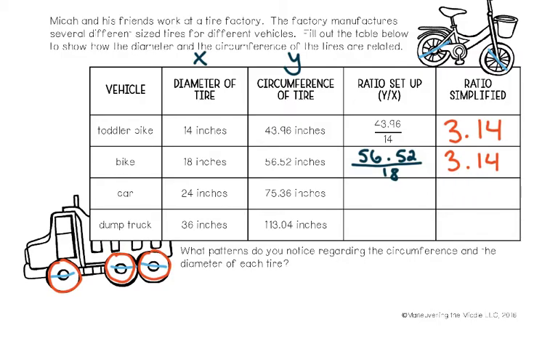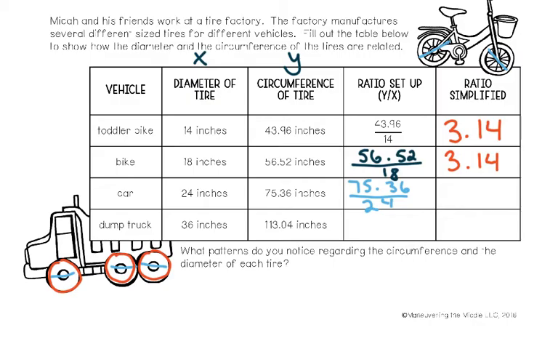Now, these are two different size bikes. These are two different size circles. They have a different diameter and a different circumference. But when I took the circumference divided by the diameter, I got the same number. Let's look at it again with a car. There's a car that has a diameter of 24 inches, a circumference of 75.36 inches. Go ahead and set up the ratio by yourself, and then press play when you're ready to check.